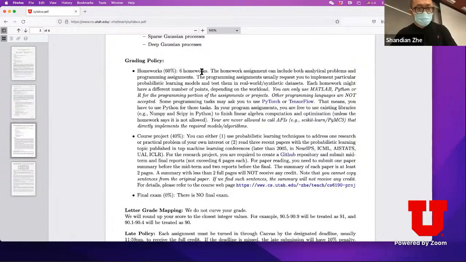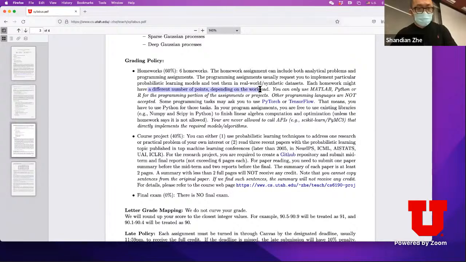So basically, the homework assignments will include both analytical problems and programming assignments. Of course, it doesn't include programming assignments in homework 0. Homework 0 is just the warm-up questions, right? The programming assignments usually request you to implement particular probabilistic learning models and test them on real-world or synthetic data sets. Okay. And each homework assignment may have a different number of points. It's really depending on the workload, right?